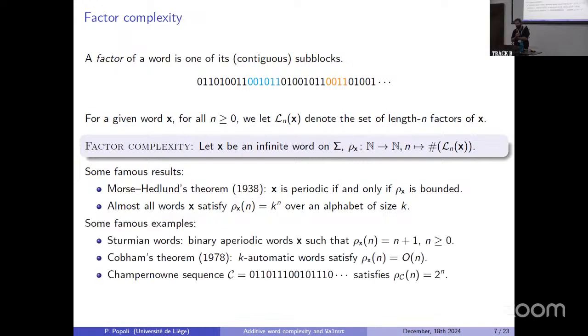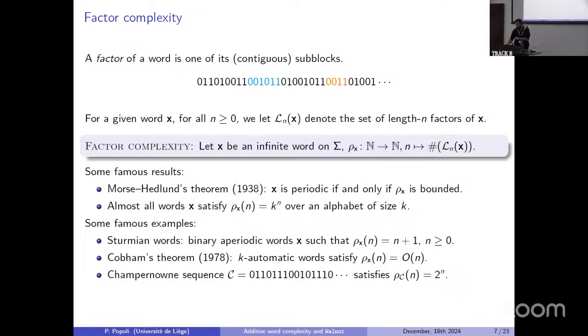And for the family of words that we have studied, the Sturmian words, they are the binary aperiodic words with the smallest possible complexity, so n+1. And we have a famous result of Cobham that states that k-automatic words have subword complexity at most linear. And the Champernowne sequence is an example of a sequence with full subword complexity.